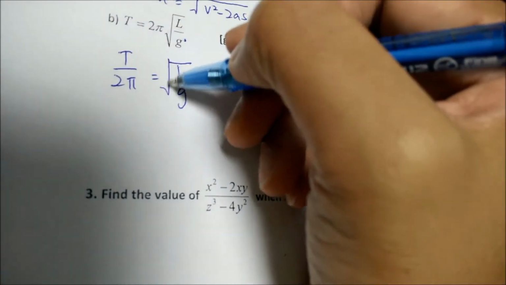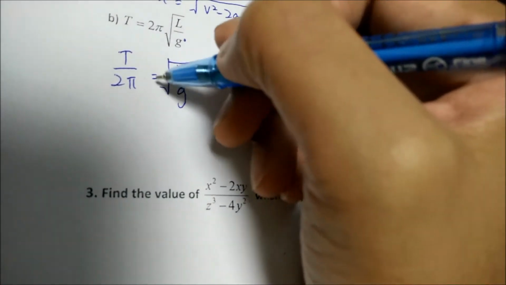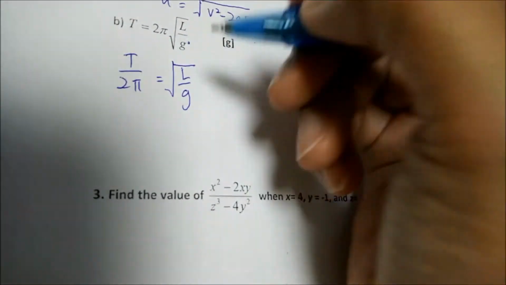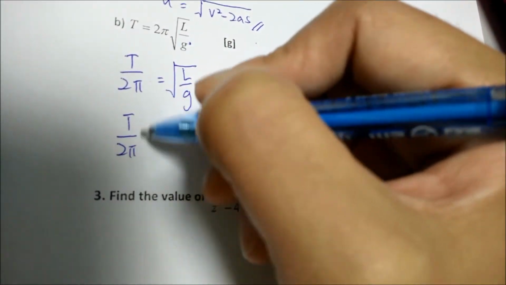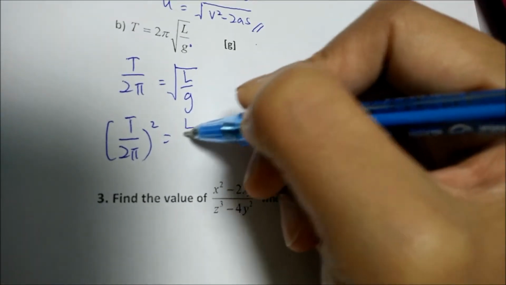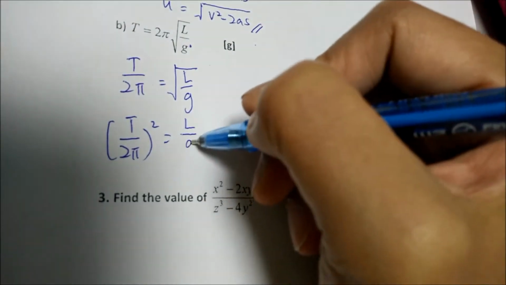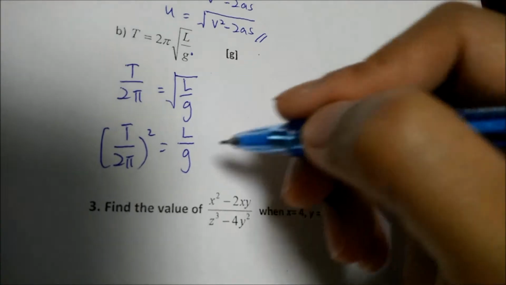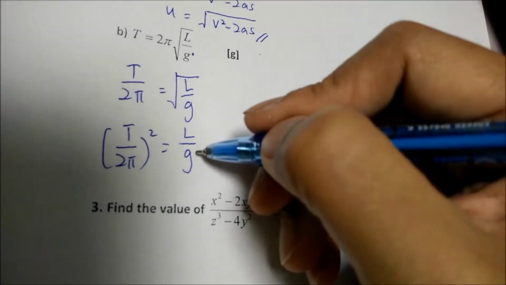Now, second thing I want to remove is the square root. To remove square root, I need to introduce square on both sides. I square both sides. So square and square root cancel off each other, I get that. Now from here I move on to this part. So I want to make g the subject.